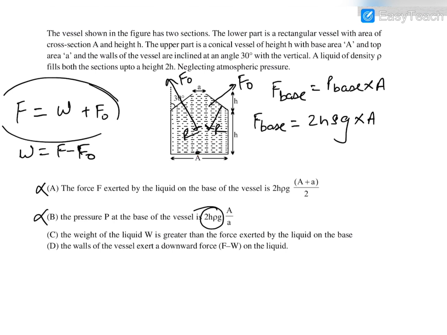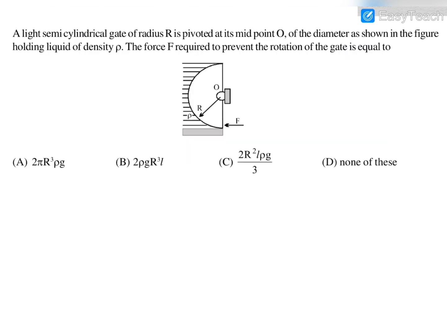So C option is also incorrect, and the walls of the vessel exert a downward force of F minus W. So the force exerted by the walls is F0 and in the downward direction obviously. So F0 will be F minus W. So the correct answer will be option D. Now let us analyze this question.